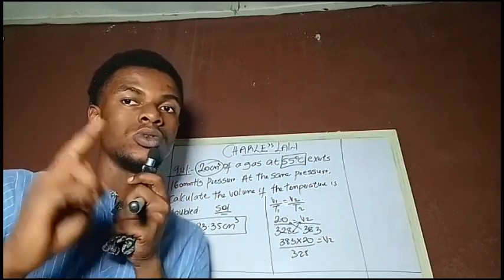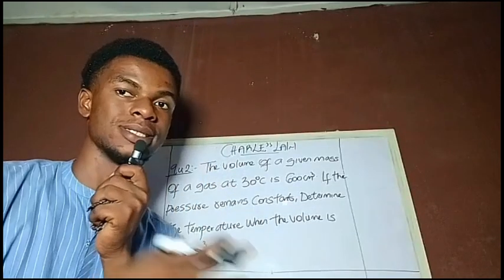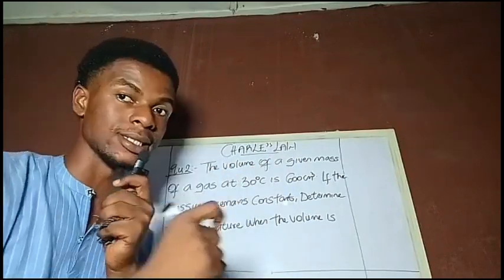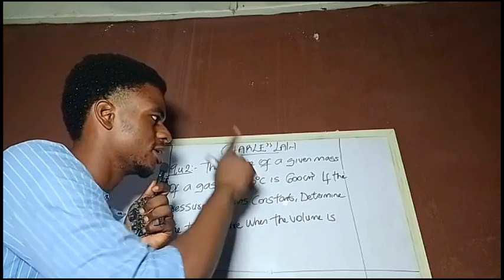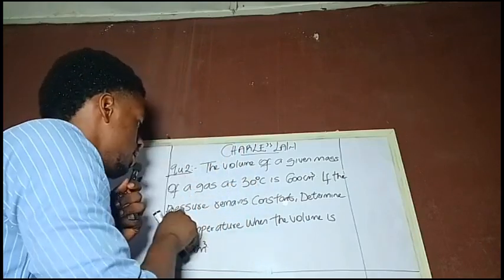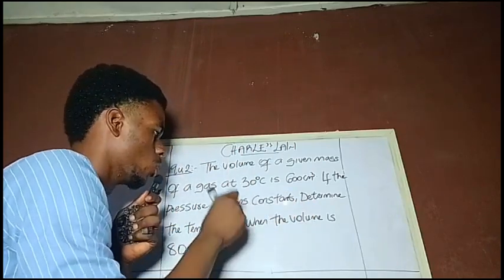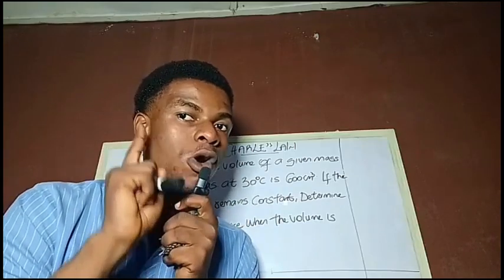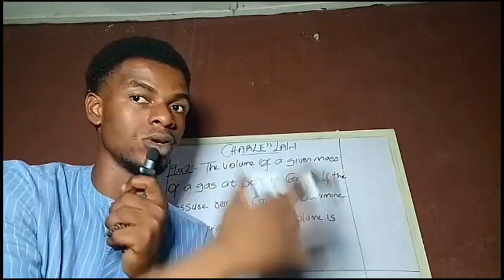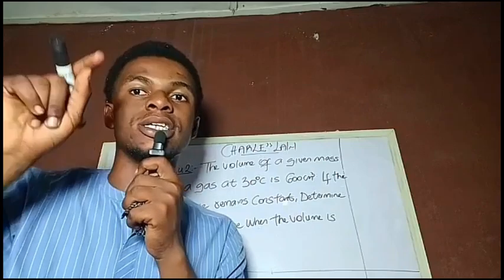So I want to do the next one on the board. I want you to try this question and tell me your answer. The question says the volume of a given mass of a gas at 30 degrees Celsius is 600 centimeter cube. If the pressure remains constant, determine the temperature when the volume is 800 centimeter cube. I want you to follow the same way I did the other one. Use that and answer this question. Once you are done, tell me your answer in the comment section.